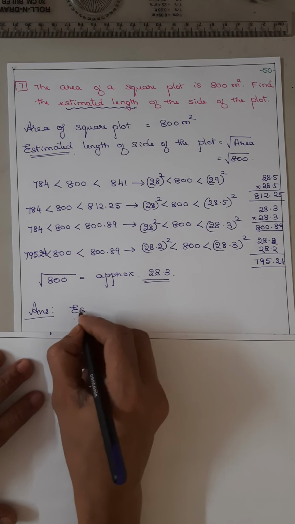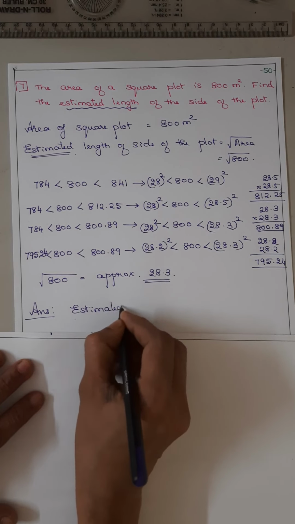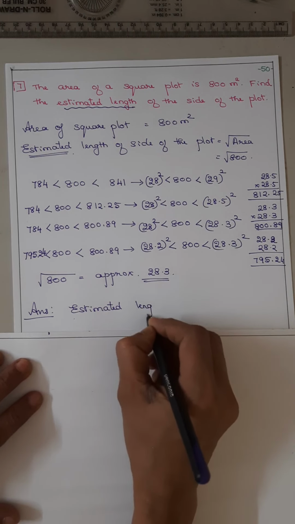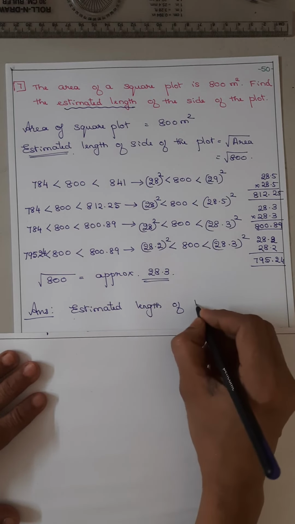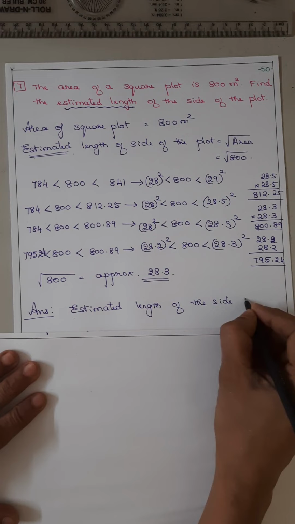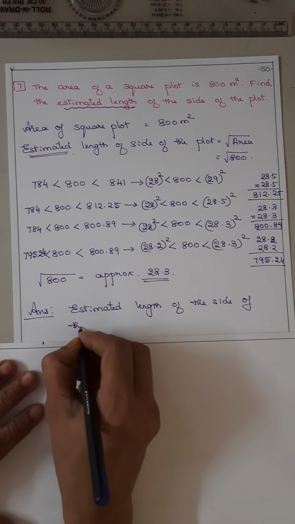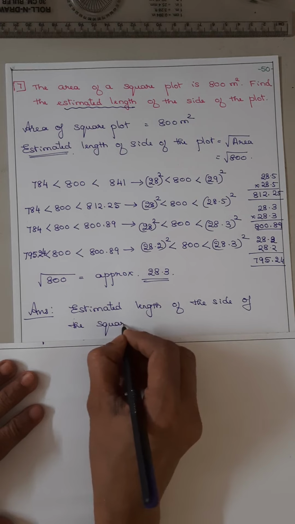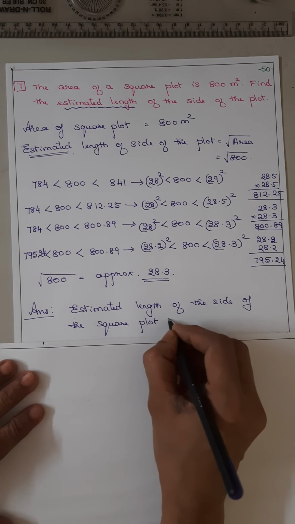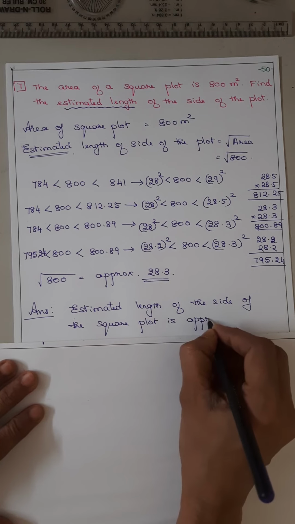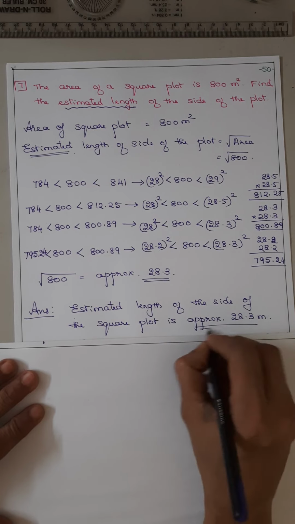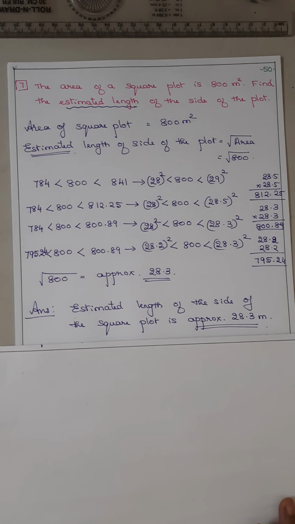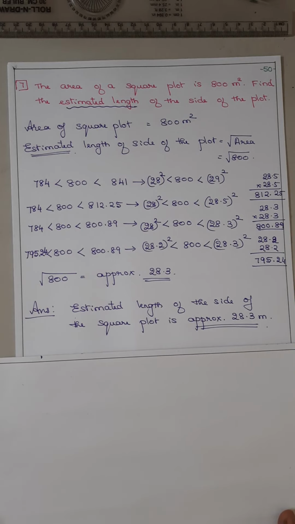So answer, the estimated length of the side of the square plot is approximately 28.3 meters. Here don't forget to write the units. Okay, the answer is important.